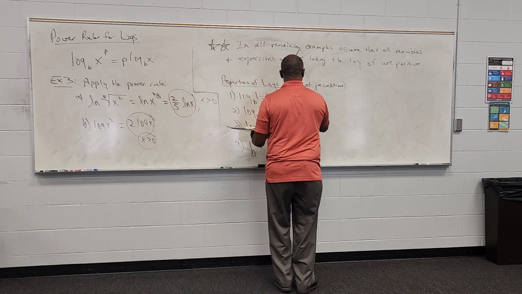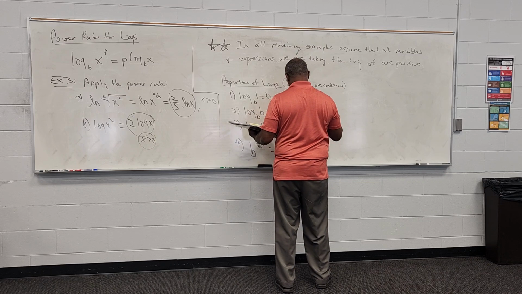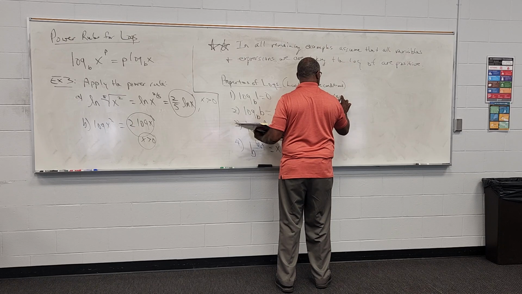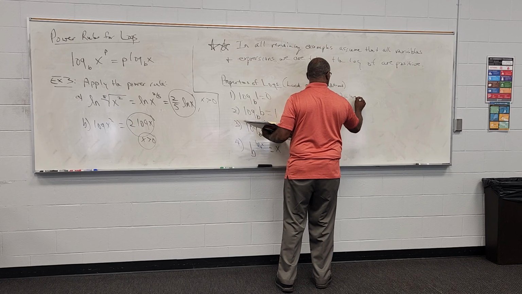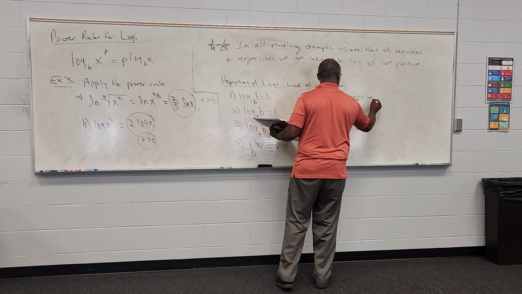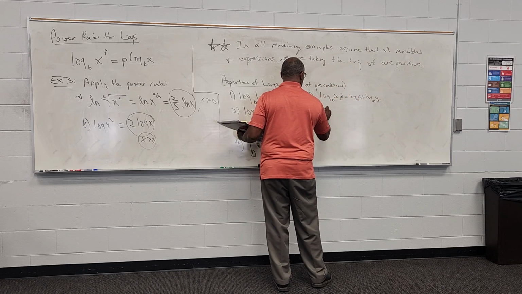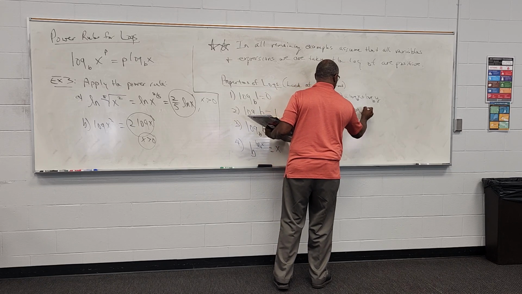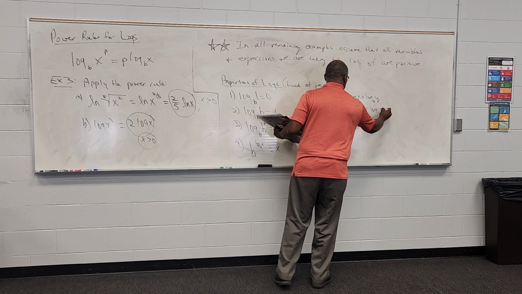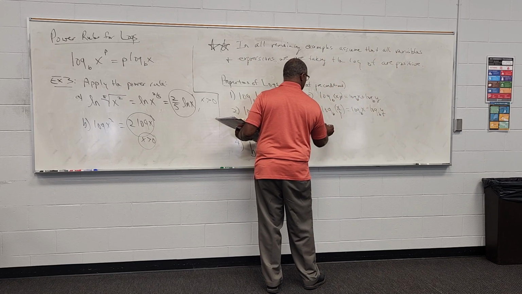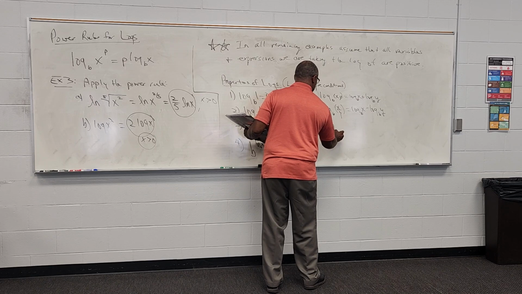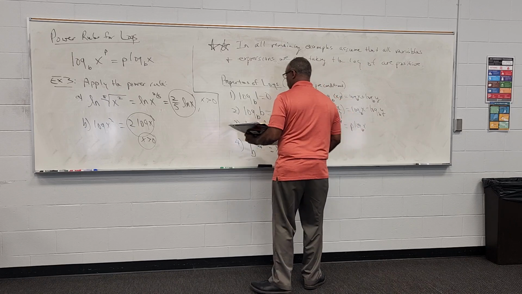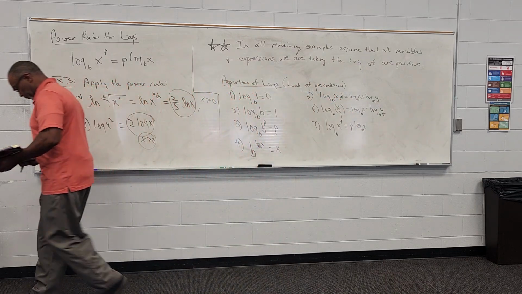Number 5, we're going to add these properties we just talked about. The product property, log to the base b of xy is log to the base b of x plus log to the base b of y. We have the quotient rule, log to the base b of x over y, is log to the base b of x minus log to the base b of y. And finally, we had the power rule, log to the base b of x to the p is p log to the base b of x. So these are all my log rules.